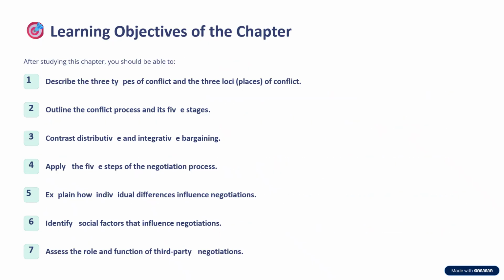In this chapter, we should be able to understand several key concepts. These include identifying the types and sources of conflict, explaining the conflict processes, and understanding different conflict handling styles. We will also learn to compare distributive and integrative bargaining, apply the 5 steps of the negotiation process, and understand how individual and social factors influence negotiation.